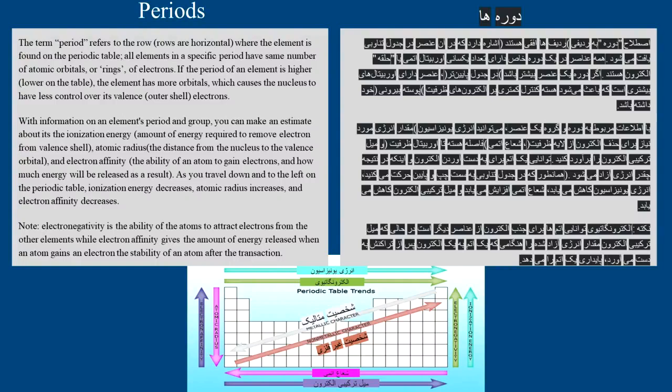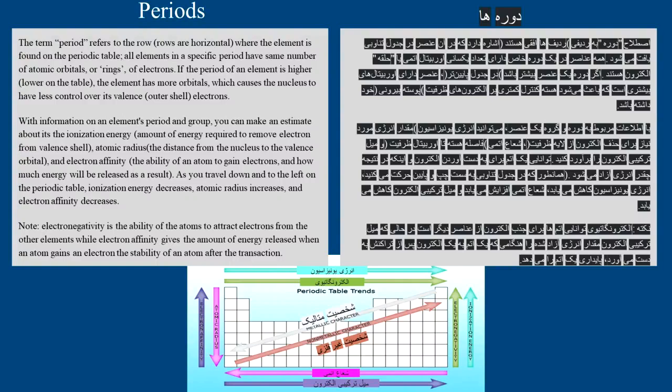If you have information on an element's period and family, you can make an estimate about the ionization energy, which is the amount of energy required to remove an electron from the valence shell. You can also make an estimate about the atomic radius, which is the distance between the nucleus and the valence orbital. And you can also estimate the element's electron affinity, which is the ability of the atom to gain electrons and how much energy will be released as a result of that.